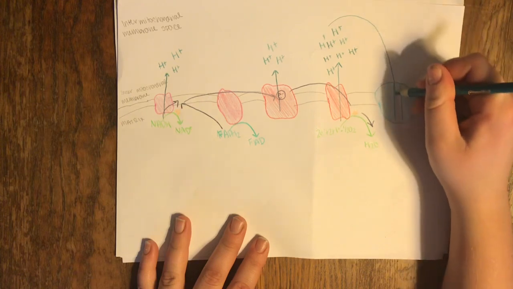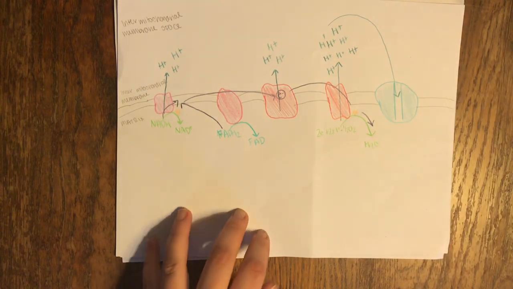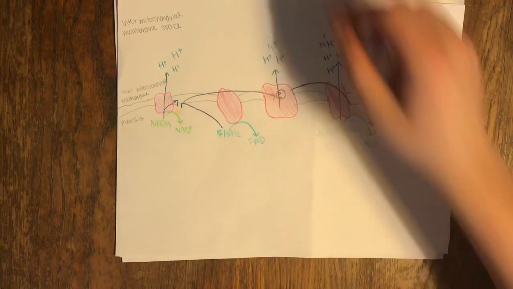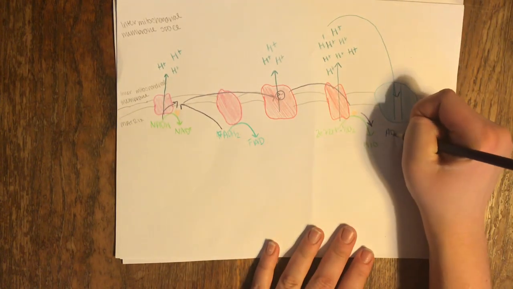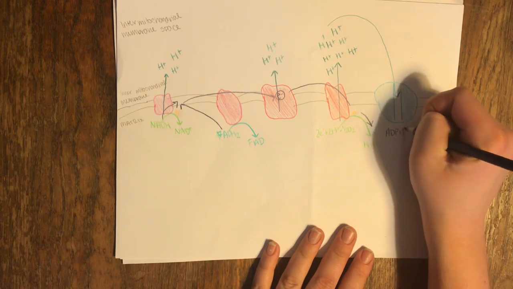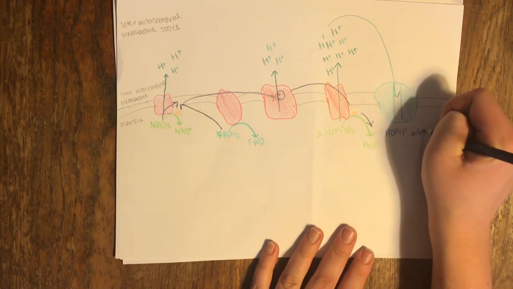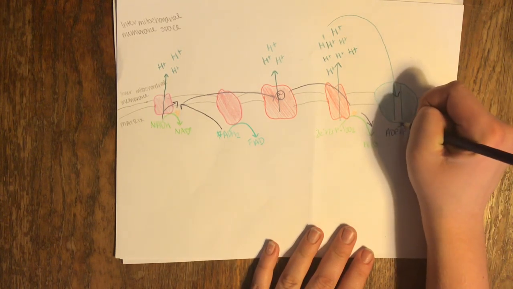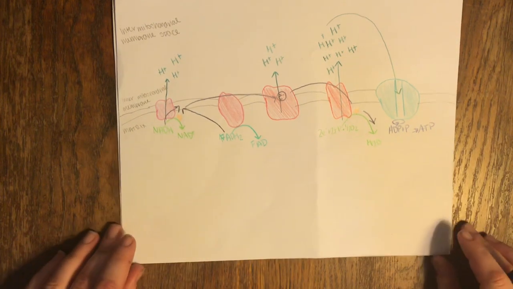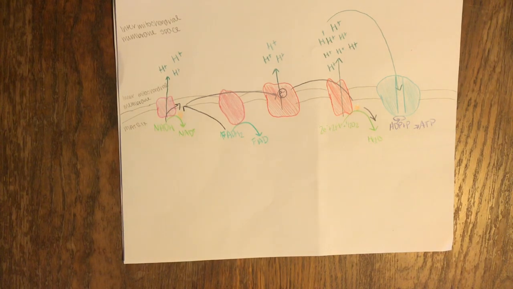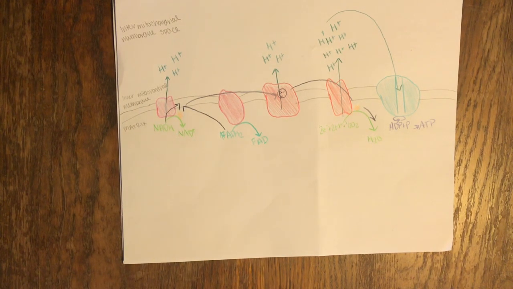And then it does the same sort of spinning motion that we talked about with photosynthesis. And it is called hydrolyzing ADP and a phosphate into ATP. And so that's it. That's all the electron transport chain is. And so that's what your picture should look like.